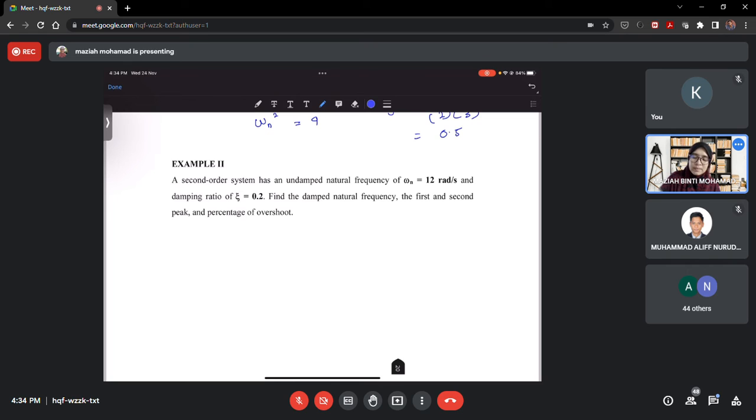So in this example, the values are given. Maybe you need to determine them from the transfer function, like in the first example, but here they are already given, so we're just going to put the values into the equation. So you just need to remember the equation. It wants you to calculate omega d, T1, T2, and also MP.